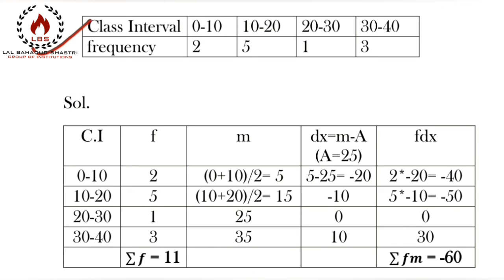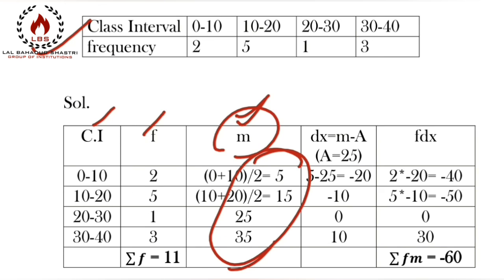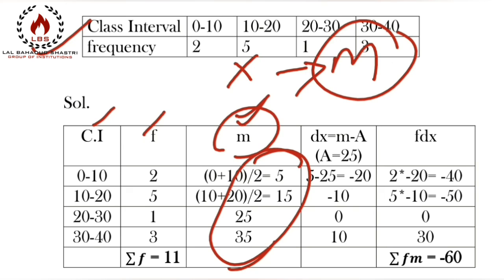We have the same question, class interval and frequency, and for solving the mean we have to find the mid value. So this column you have to add. So m, that is mid value: 5, 15, 25, 35. Now we will take the assumed mean from this, because our x is converted into m. This m is nothing but your x, which in discrete and continuous series we call x in the individual case. So we have to find the assumed mean from this m. So we have taken 25 as the assumed mean.